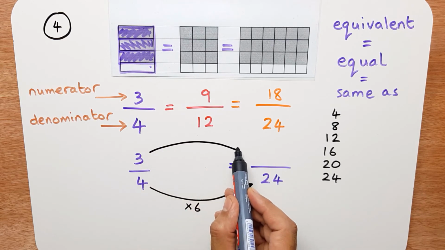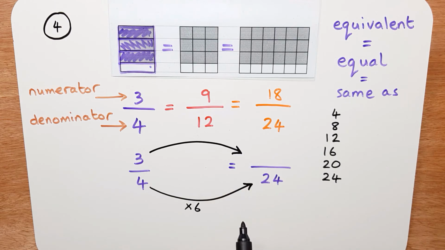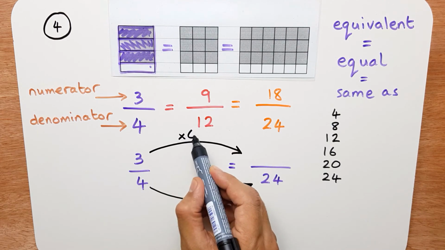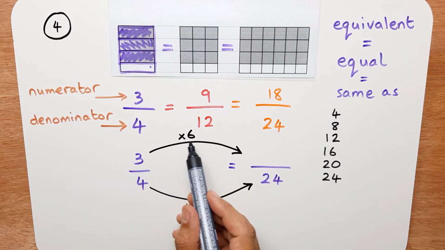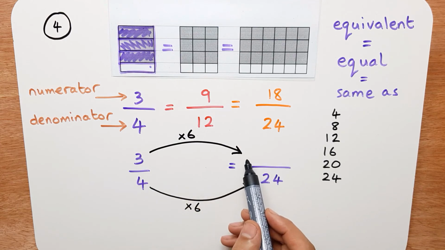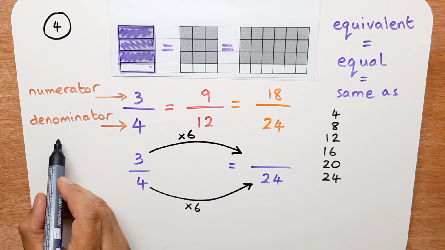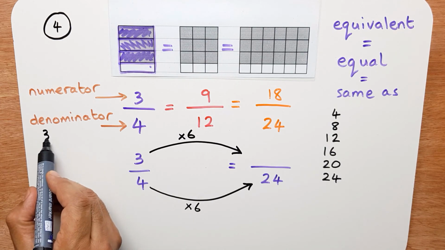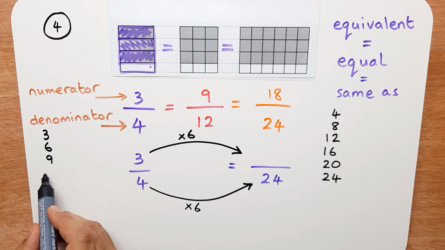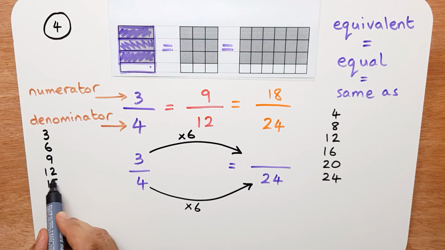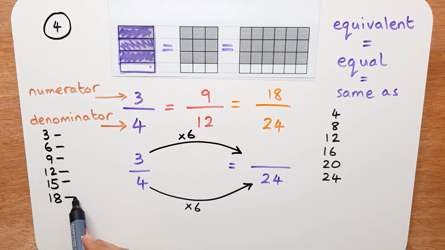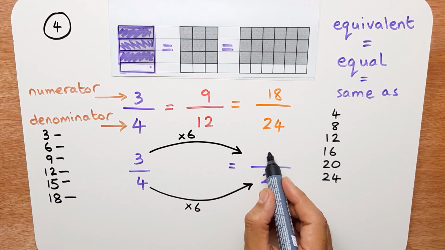Now, how do I do the numerator? I have to do exactly the same. So I have to multiply this by 6. And 3 times 6, if you know your times tables, it's 18. Let's check. So we're going to do our 3 times table. 3, 6, 9, 12, 15, 18. So let's have a look. 1, 2, 3, 4, 5, 6. So 3 times 6 is 18.